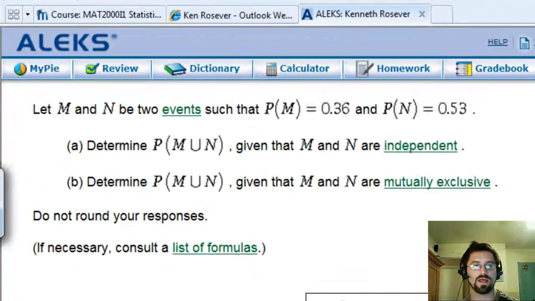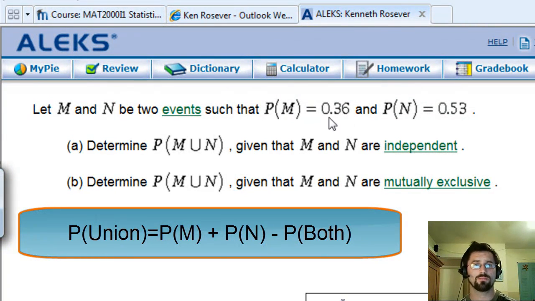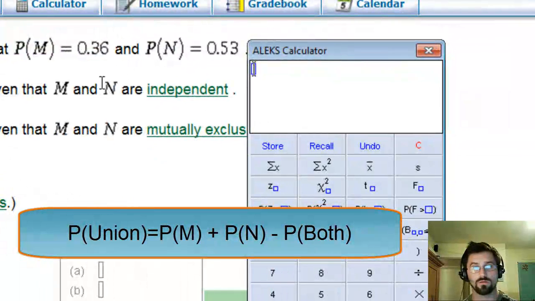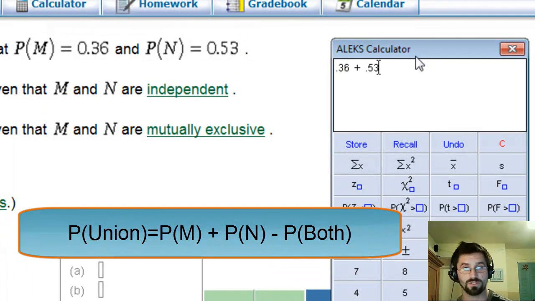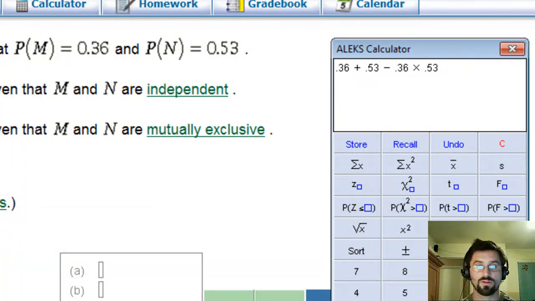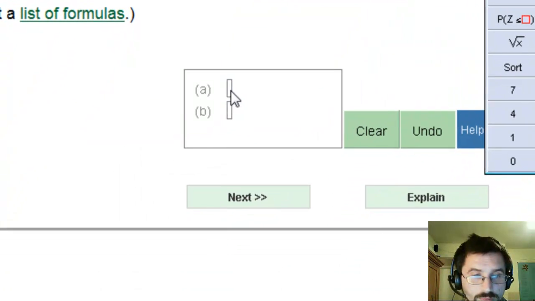Okay, so I'm going to practice again. We're going to get it added to my pi. So now we have a union again of events that are independent. When they're independent, it's P of M plus P of N minus P of their intersection. So how do we do that? We do the probability for M, which is 0.36, plus the probability for N, which is 0.53, minus the product of their probabilities, which is 0.36 times 0.53. It equals 0.6992.